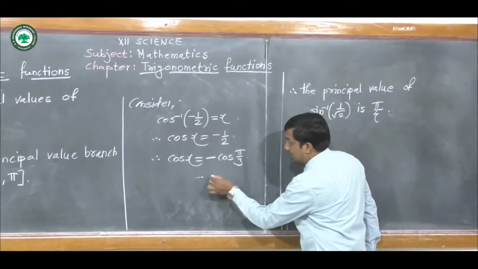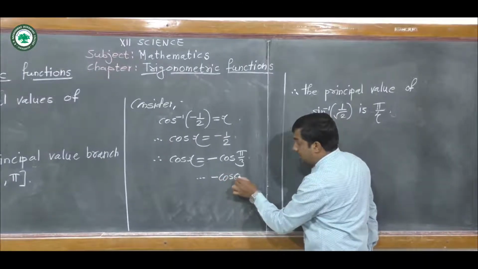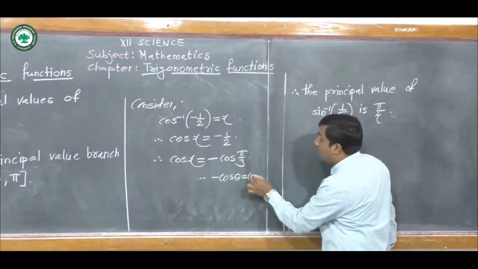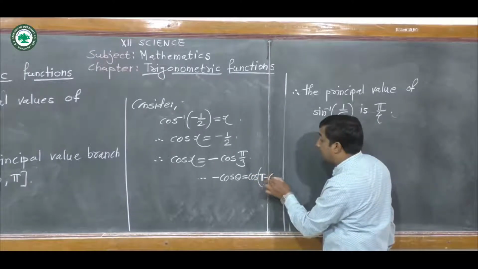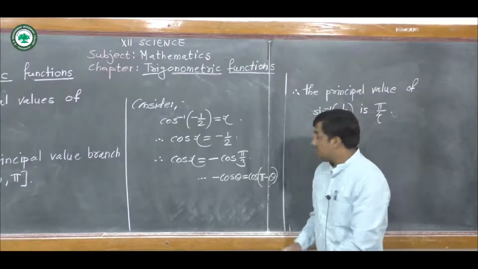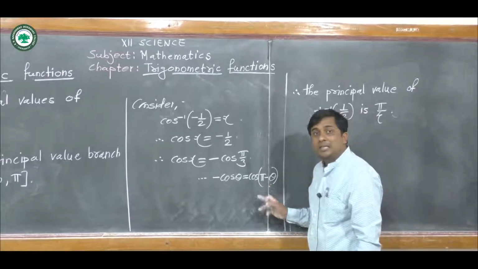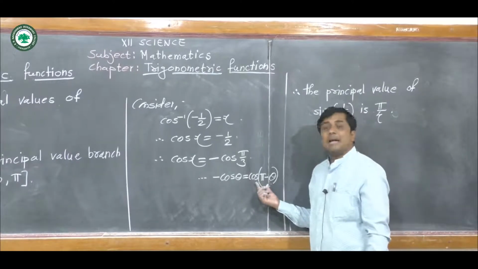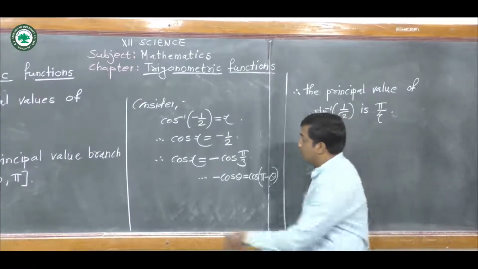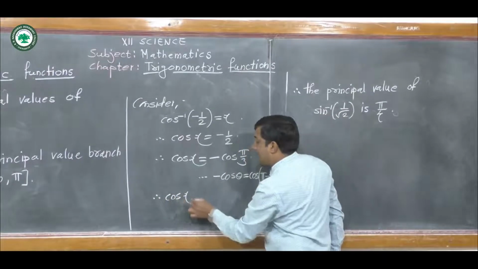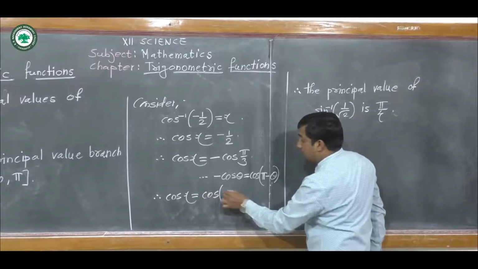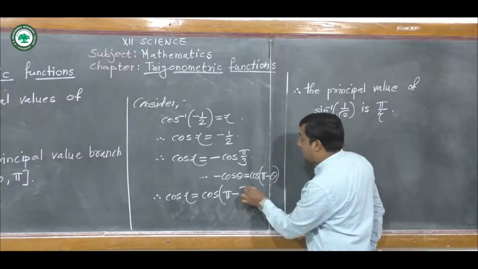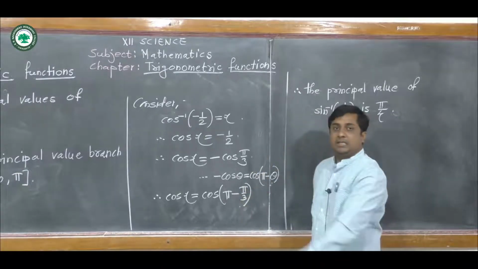Here I write this in the form minus cos theta, and we know this minus cos theta is cos of pi minus theta. This is by using our allied angle formula. So here I write this cos x as cos of, firstly we consider pi, then minus, here theta is pi by 3, so pi minus pi by 3.